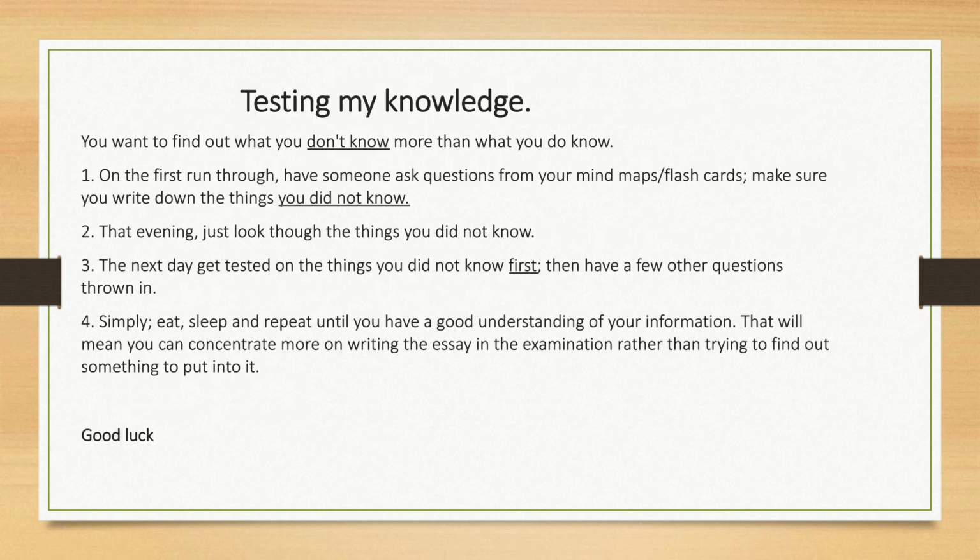Then finally, how do you actually go about revising once you've got all that information on your mind maps or your flashcards? The most important thing is you need to find out what you don't know rather than what you do know. So on the first run through, have mum, dad, sister, brother, whomever give you a test. Go through various aspects. They'll be using your mind maps and flashcards. Anything you don't know, write it down, so you've got a list of what you need to revisit.